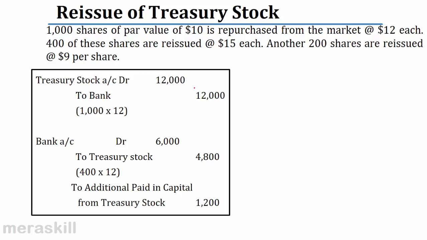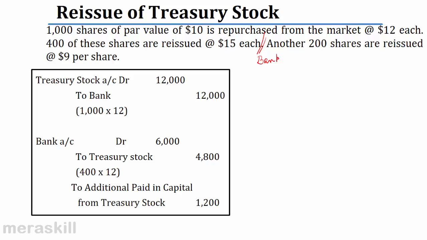Treasury stock 12,000 to bank we did. Bank account to treasury stock to paid up capital to APIC is 1,200. This is what we did before. So this is up to here, right? This much we've already done. Now suppose another 200 shares are reissued at 9 per share. What would the entry be?